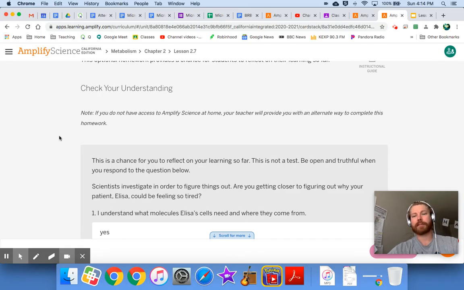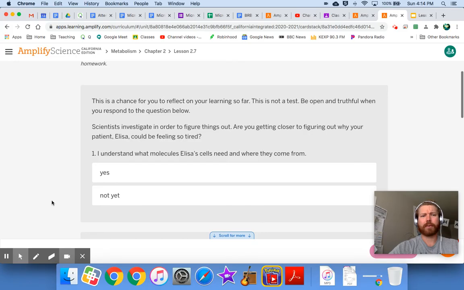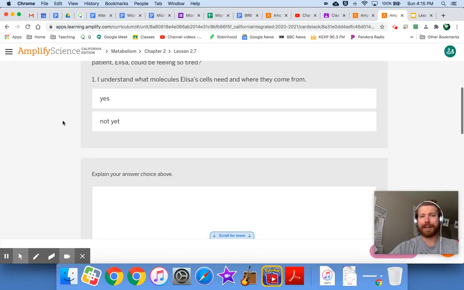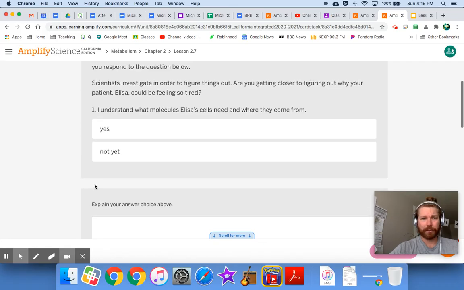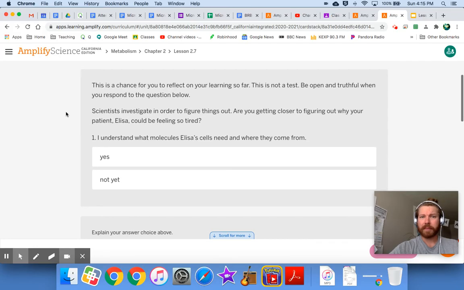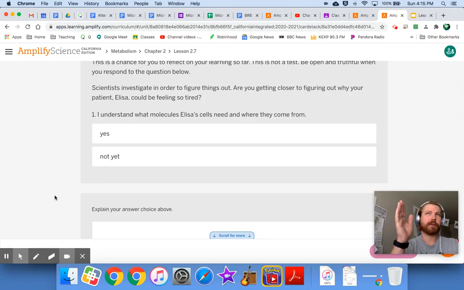This is a great way for us to check our own understanding. There are a number of questions here where you will say yes or not yet. You will respond to each one of them and then explain your choice. For instance, this one. I understand what molecules Elise's cells need and where they come from. Okay, what are those molecules that Elise's cells need? Well, hey, let's give you this one. There's oxygen, right? There's glucose, and there is amino acids.